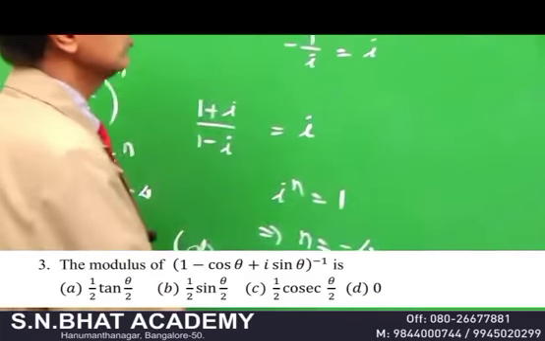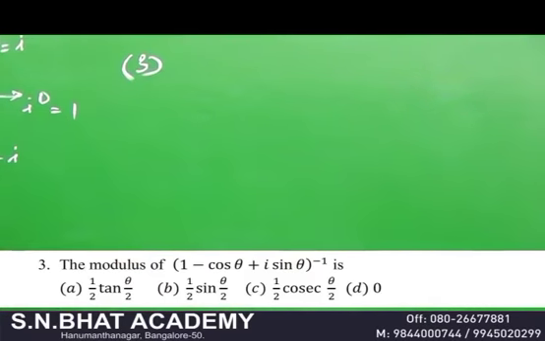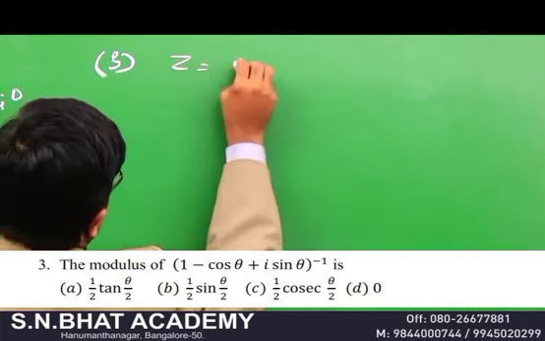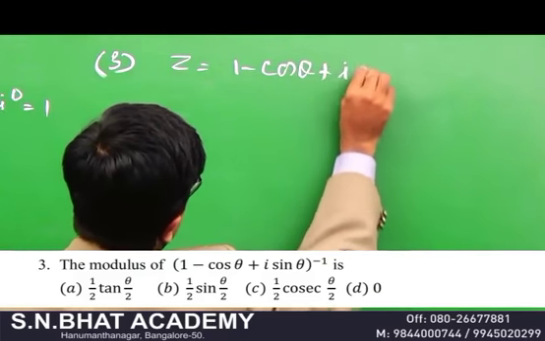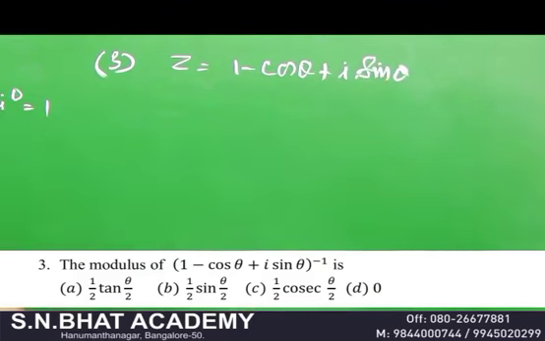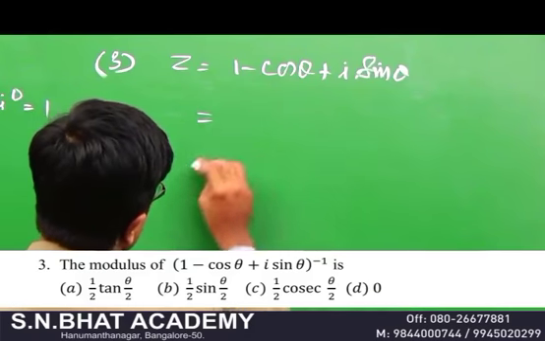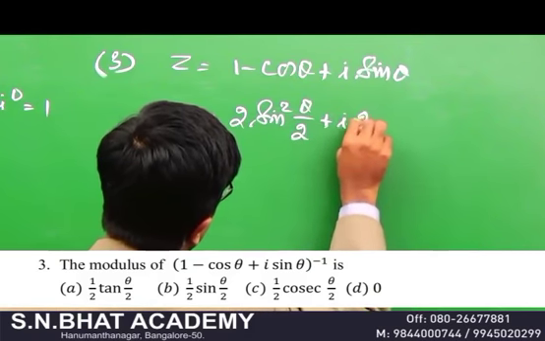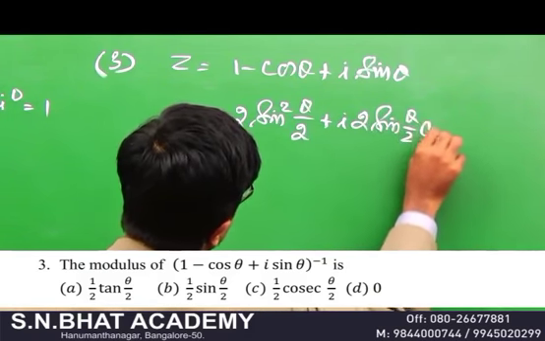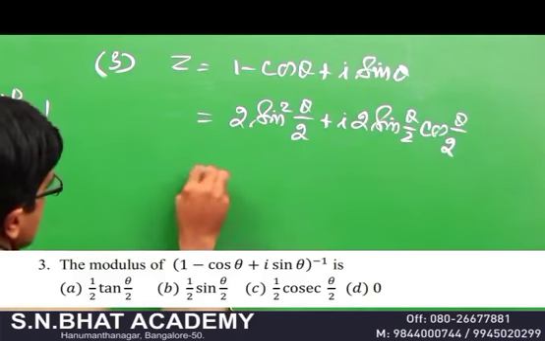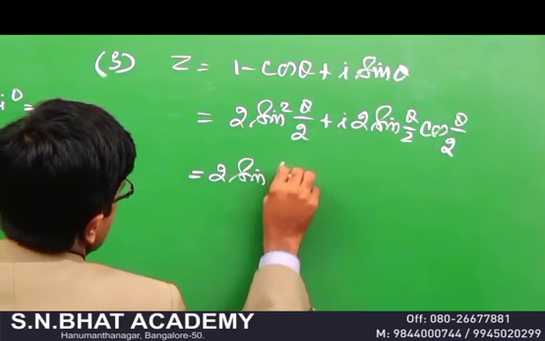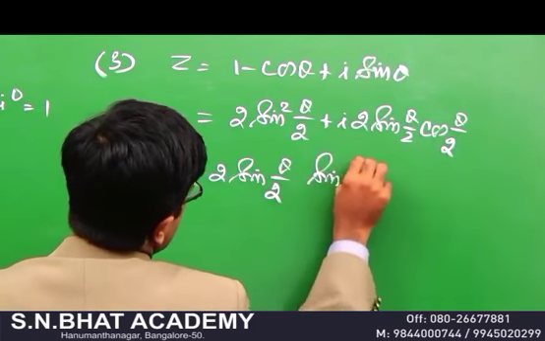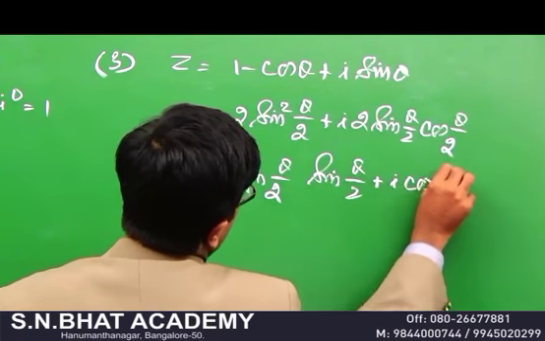Now, question number 3. 1 minus cos theta plus i sin theta, let's take. Our intention is to find the inverse of this. But initially let's consider only 1 minus cos theta plus i sin theta. 1 minus cos theta is nothing but twice sin square theta by 2, plus i into twice sin theta by 2 cos theta by 2. Now take twice sin theta by 2 outside as a common. Now we get sin theta by 2 plus i into cos theta by 2.